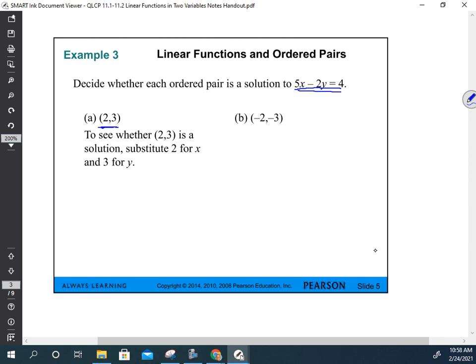So they're starting us off with 2 comma 3. So 2 comma 3 means that x equals 2 and y equals 3. So in order for this to work, we're going to plug 2 in for x, 3 in for y, and we better get back an answer of 4. If we don't get an answer of 4, that means it failed.